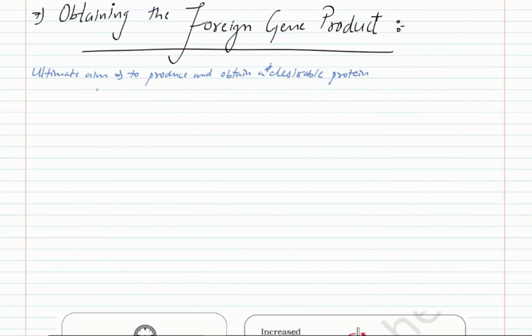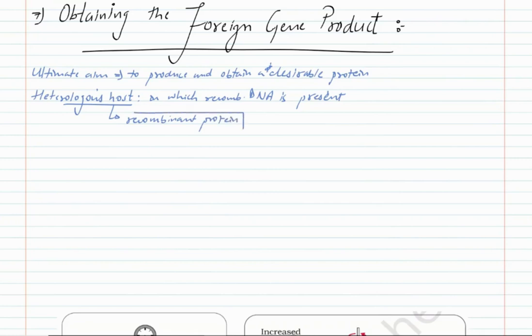Before that, we have to understand what is known as a heterologous host. Heterologous host means a host in which recombinant DNA is present. So any cell which contains a recombinant DNA will be known as a heterologous host. This heterologous host will produce recombinant protein. So any protein that is produced by a heterologous host is known as a recombinant protein.